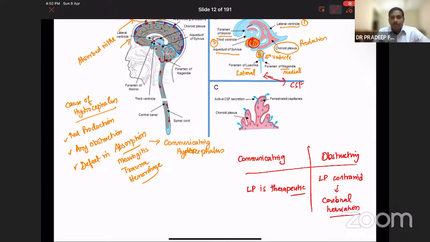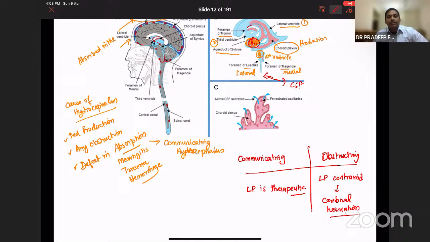So to prevent the cerebral herniation and the rapid deterioration of the patient, in obstructing hydrocephalus, you should not do a lumbar puncture. Whereas in a communicating hydrocephalus, lumbar puncture is therapeutic. Like in idiopathic intracranial hypertension, it is an example of a communicating hydrocephalus where lumboperitoneal shunt is effective.